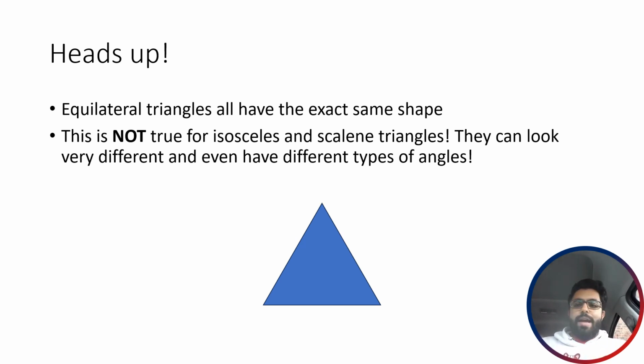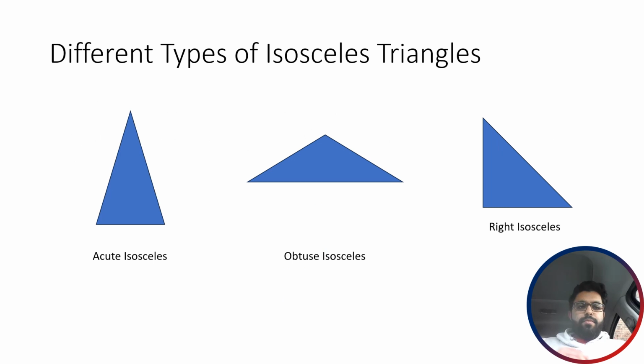So I'm going to show you an example of an acute isosceles triangle, an obtuse isosceles triangle, and a right isosceles triangle. So you can see that they're all isosceles triangles. They've all got two sides that are the same length and one side that's not. But you're going to see that the angles are different types of angles. One's got all acute angles, one's got a right angle, one's got an obtuse angle. And I'm going to show you that on the next slide.